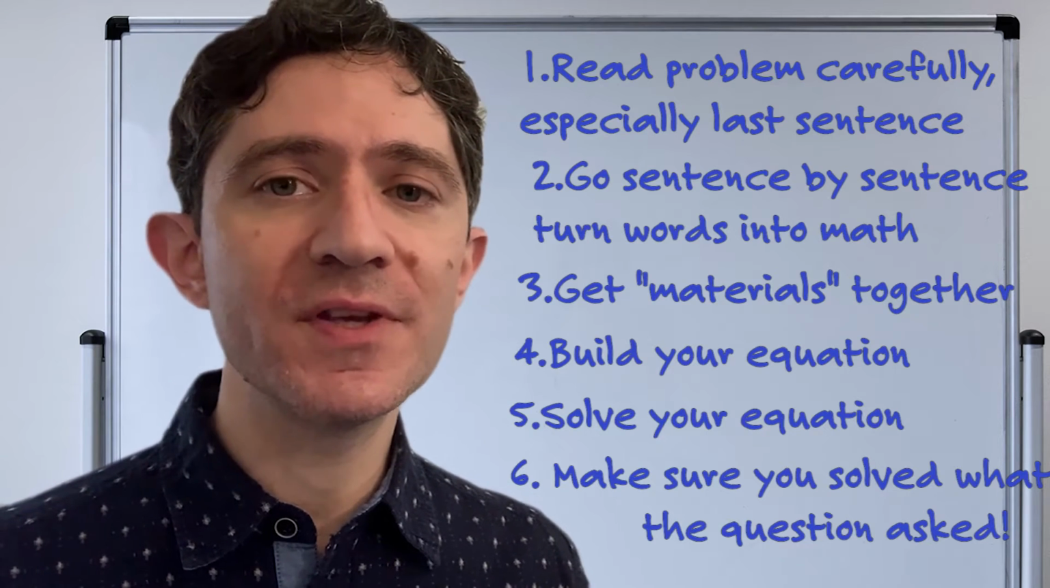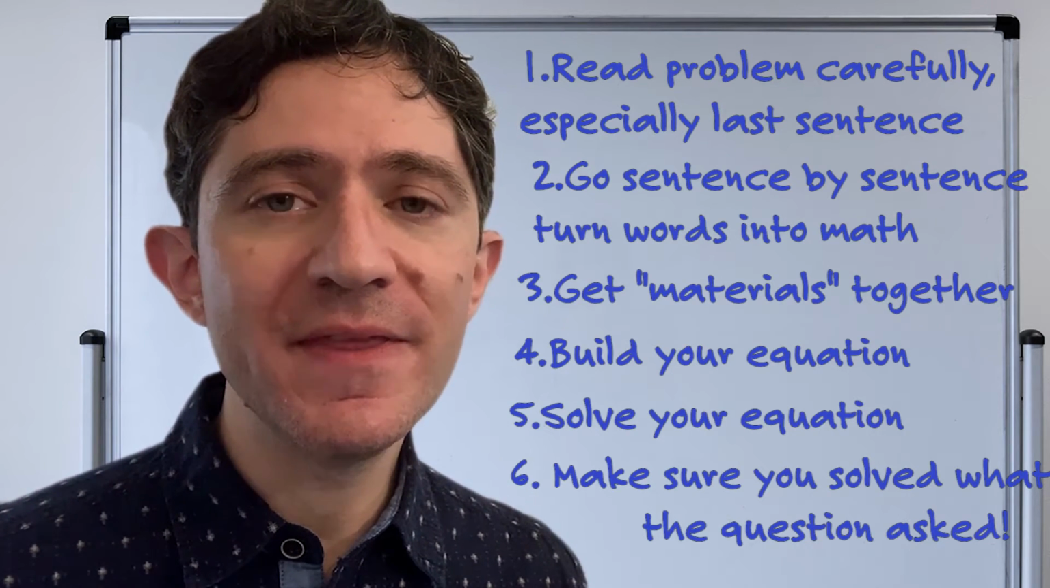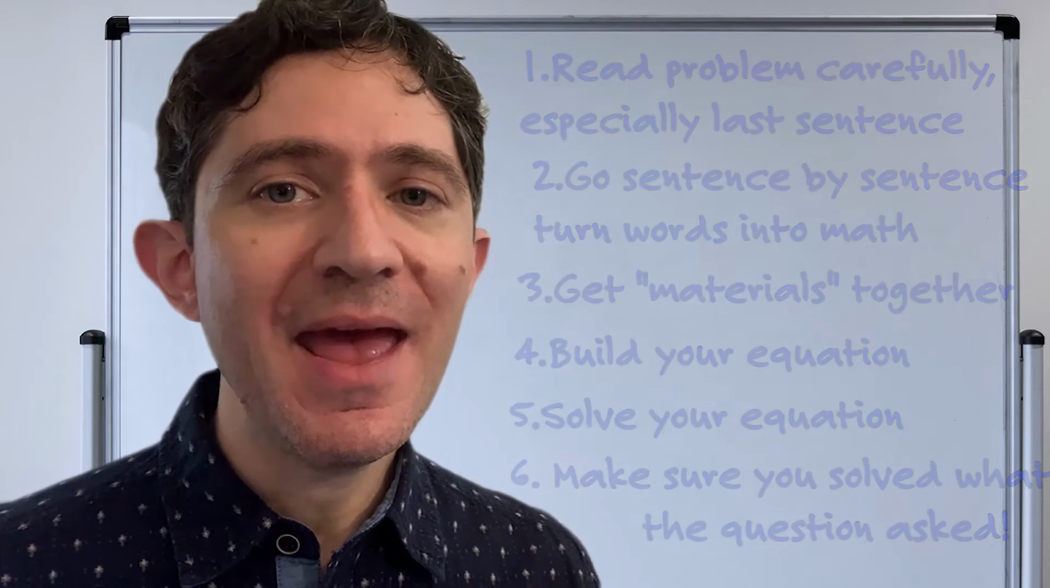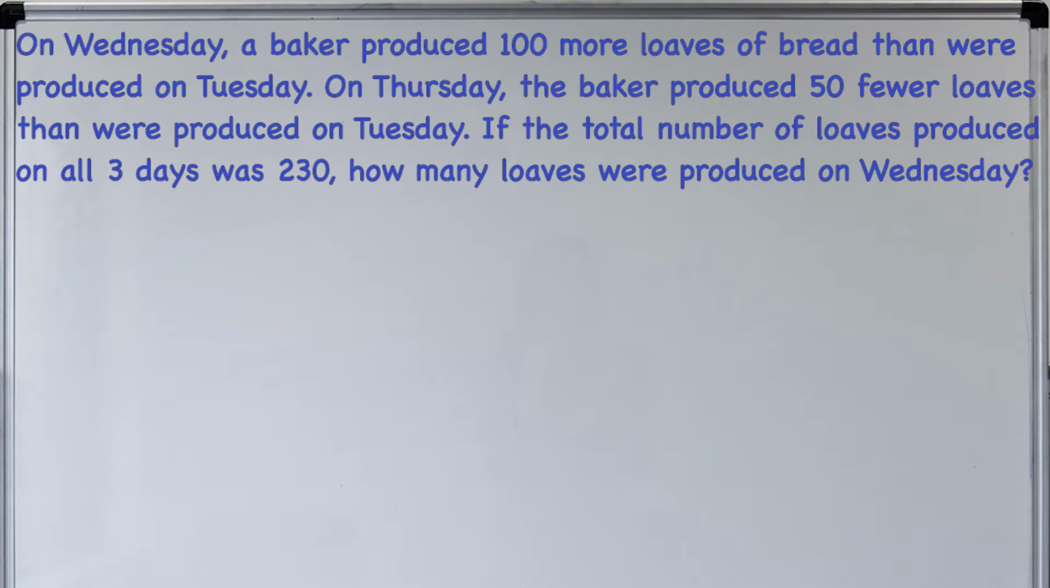So we're going to go through this with an example from the SHSAT handbook. And here it is. On Wednesday, a baker produced 100 more loaves of bread than were produced on Tuesday. On Thursday, the baker produced 50 fewer loaves than were produced on Tuesday. If the total number of loaves produced on all 3 days was 230, how many loaves were produced on Wednesday? So, nice wordy problem for you.